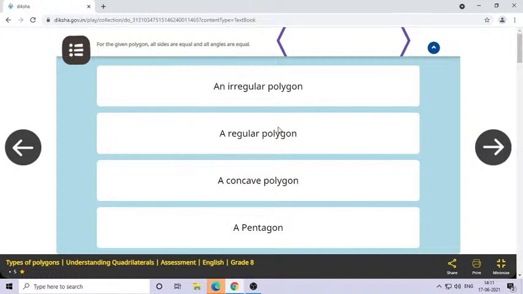See, whenever you have all sides equal and all angles are equal, simply we cannot call it a hexagon. Hexagon means sometimes all sides may be equal or may not be equal. But here they are telling all angles are equal and all sides are equal, then it will become a regular hexagon. So anyhow, here regular hexagon is not there, so you can take it as regular.